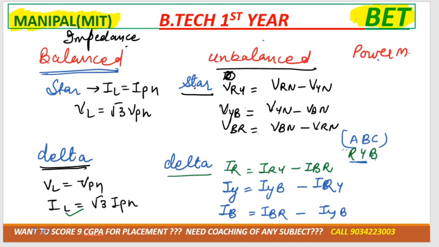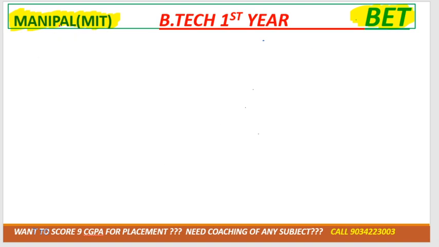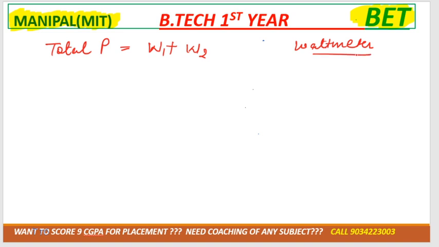And now we'll have the power measurement. See what happens in the power measurement. Basically, we'll use these formulas. We'll need to calculate maybe the total power that would be measured by the wattmeter method. As you know, a wattmeter is a device which is used to measure power, correct? So we'll use 2 wattmeters for the measurement of power.